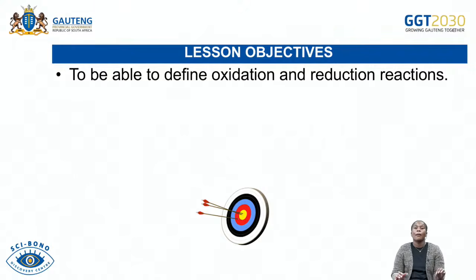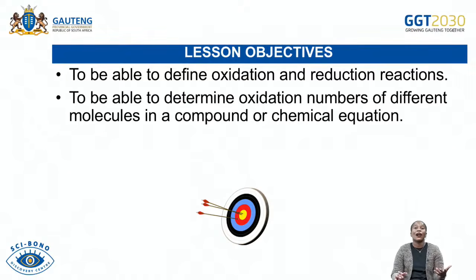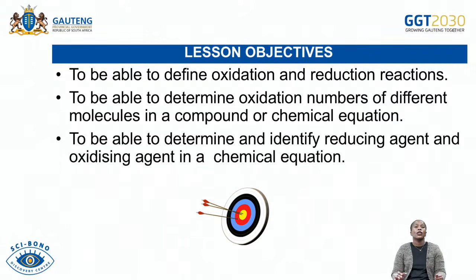this specific lesson. By the end of today's lesson, I want you and I to be comfortable in defining what oxidation as well as reduction is, also by being able to identify oxidation and reduction reactions. Number two, to be able to determine the oxidation numbers of different molecules in a compound or a chemical equation. And lastly, to be able to determine and identify the reducing agent as well as the oxidizing agent in a chemical equation. That means that we have to know how the reducing agent is different from the oxidizing agent.